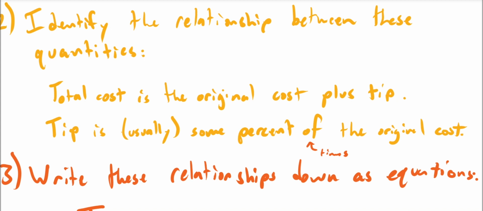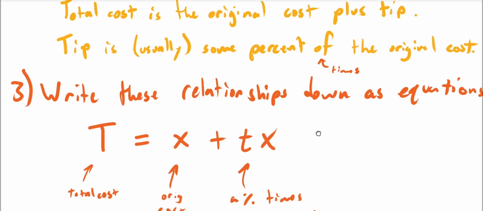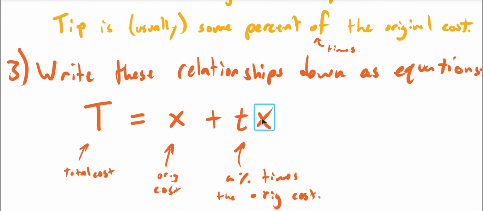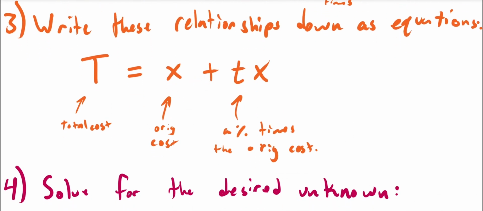But let's just write down the relationships as equations. So the first relationship is going to be that the total cost T is equal to the original cost plus some tip. And now tip is the percentage of the original cost that we left. So 25% times the original cost, that'll give us our total tip. And then this just says original cost plus total tip. Now, we've got an equation. We just need to solve it for our unknown. So let's solve this equation for the unknown quantity x.